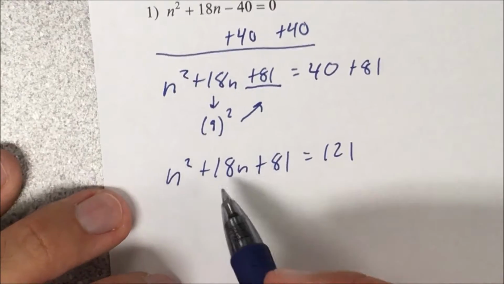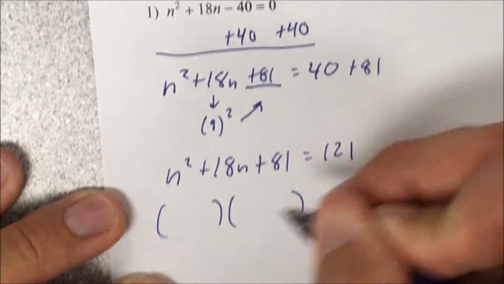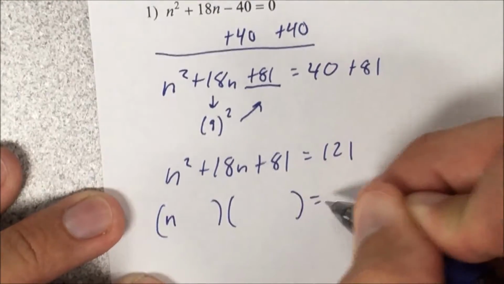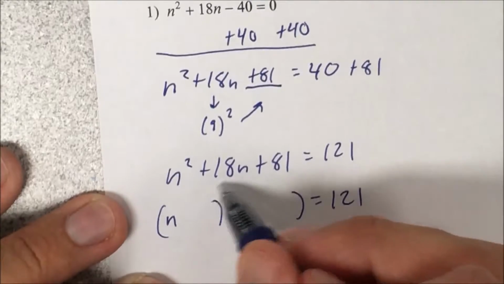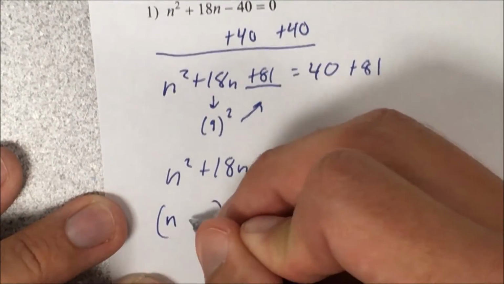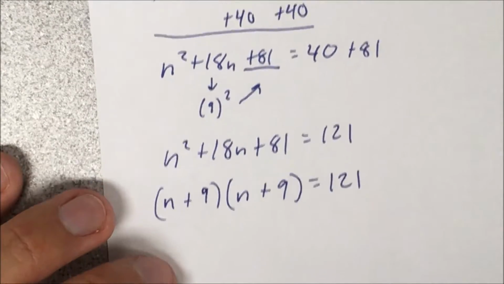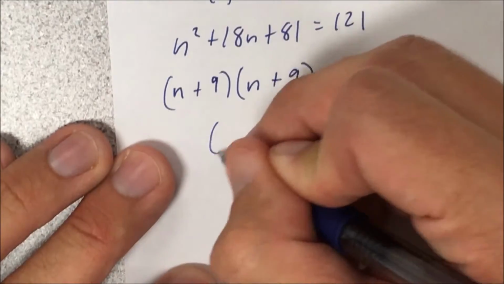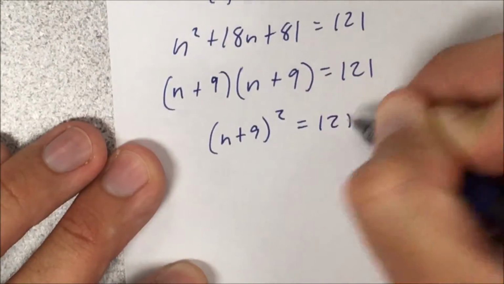Next thing I can do is factor this stuff on the left side, and it'll factor into n. What adds to give me 18 and multiplies to give me 81? That's positive 9 and positive 9. And I can rewrite that as n plus 9 squared equals 121.